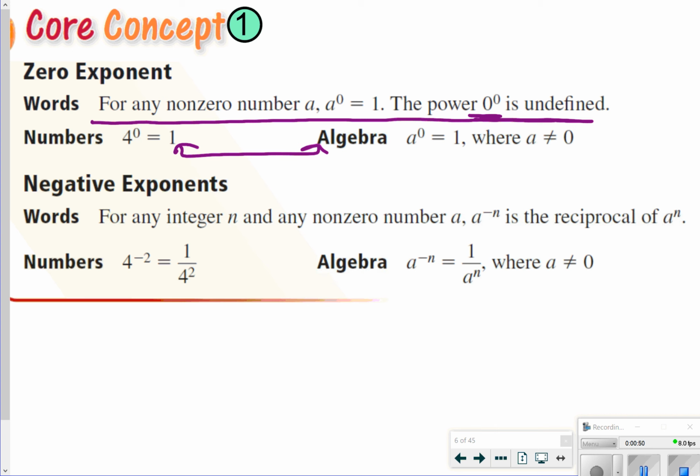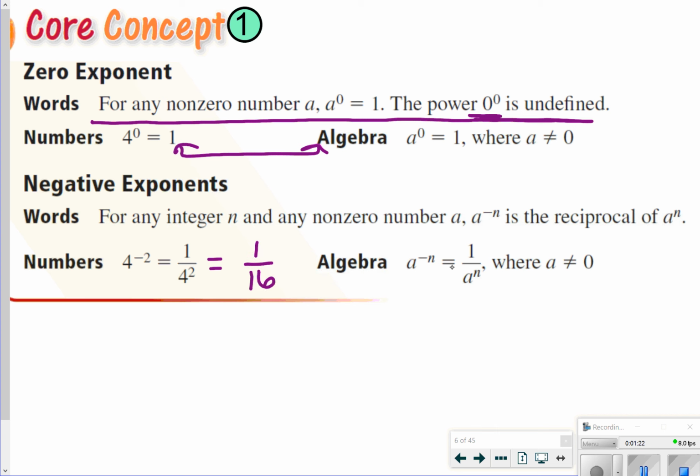The same thing is true for negative exponents. For any integer n and any non-zero number a, a to the negative n is the reciprocal of a to the positive n. So if you have 4 to the negative second power, you would write that as a positive exponent by just putting the 4 to the second on the bottom and keeping a number 1 at the top since there's nothing else up there. So you would write it as 1 over 4 to the second, and you can even reduce that down to 1 over 16.